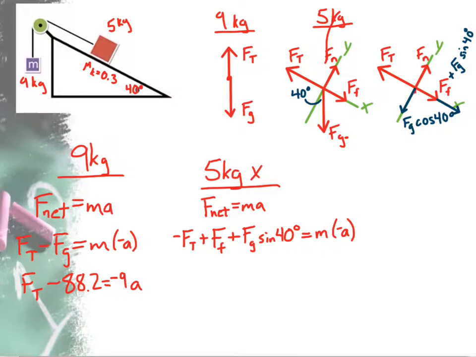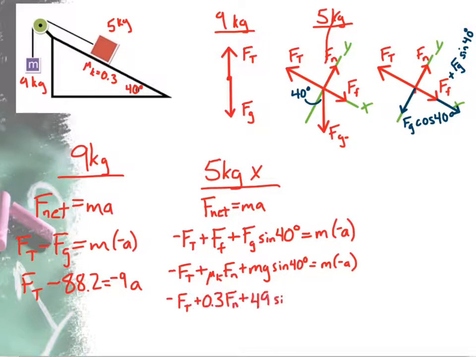Okay, well, let's go ahead and start replacing some of these things. So I can replace the friction force with mu times the normal force. And I can replace F of g, the gravitational force, with mass times the gravitational acceleration, 9.8. And let's go ahead and start plugging some numbers in here. I know that the friction coefficient is 0.3, and I know that mass times gravity will give me 49 newtons. And finally I have the mass over here on the right hand side, 5 kilograms. Let's do a little simplifying here. I know that 49 times sine 40 is 31.5.